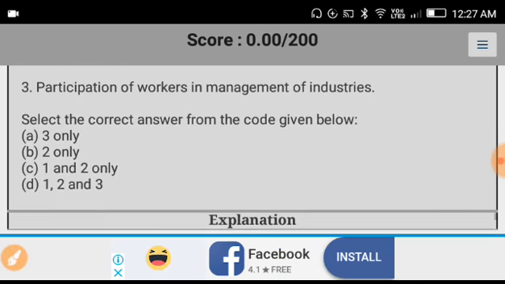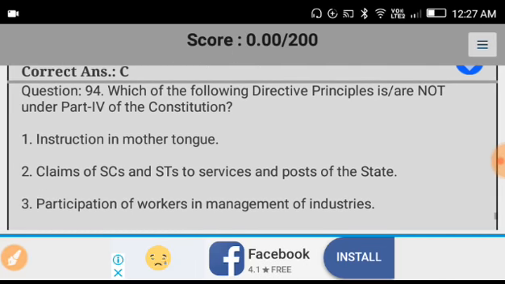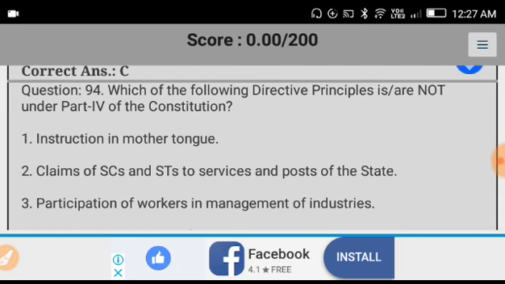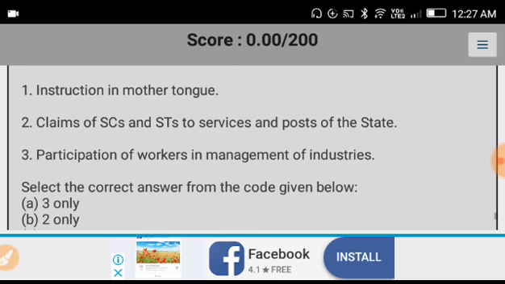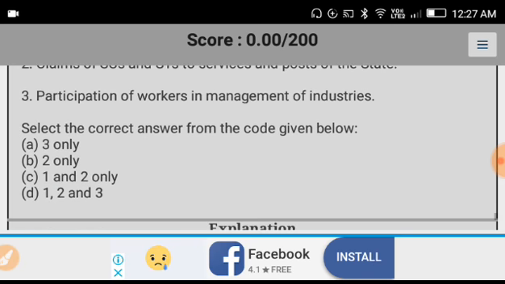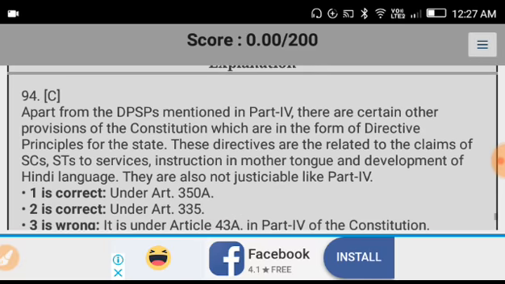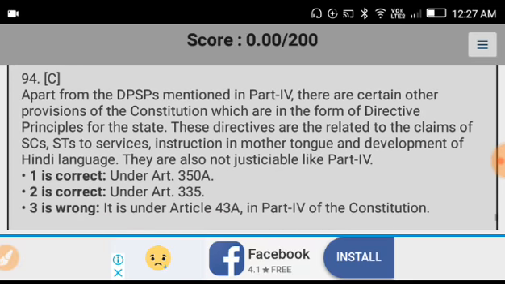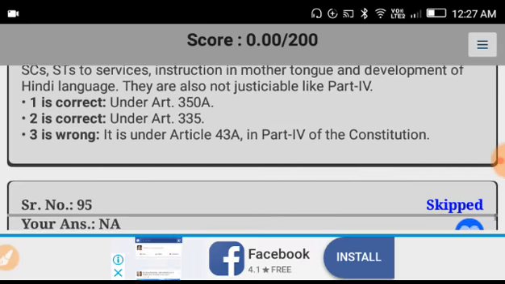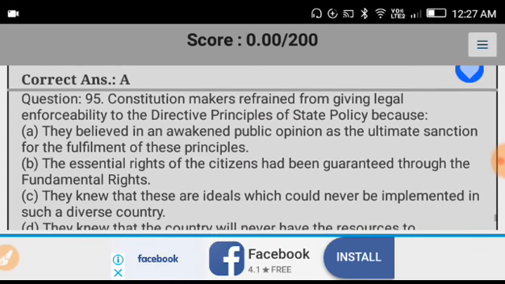So the question is, which of the following directive principles are not under Part 4 of the Constitution? Instruction in mother language is not Part 4, and SC/ST claims are not Part 4. But participation of workers in management of industry is part of Part 4 of the Constitution. So 1 and 2 are not part of the DPSP. Okay, please remember. Next question.